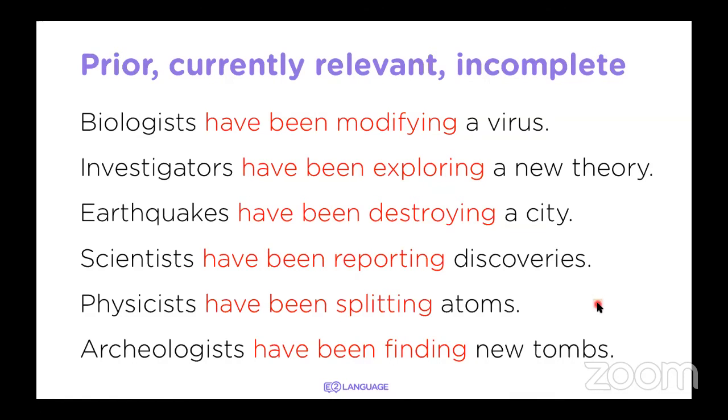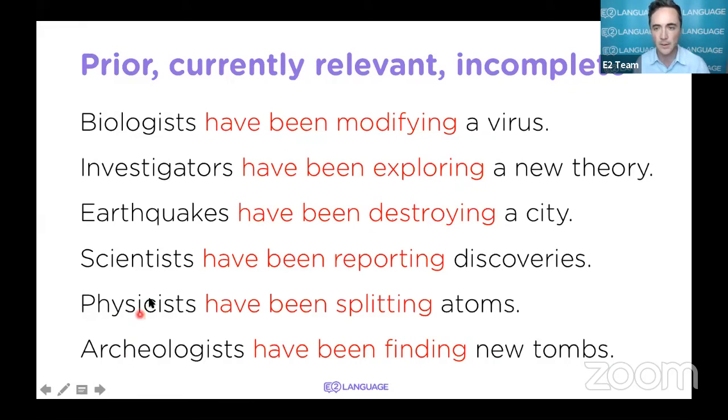This tense is called the present perfect continuous because it's incomplete. It's not finished. All of these actions, finding, splitting, reporting, are not finished. So that's why it has a bit of a difference. Cool, let me read them. Biologists have been modifying a virus. Listen to the difference. Biologists have modified a virus. It's complete, it's finished. Versus biologists have been modifying a virus. It's ongoing, it's incomplete, it's still happening. So there's a difference in meaning there. The difference is that one is complete and the other one isn't complete.